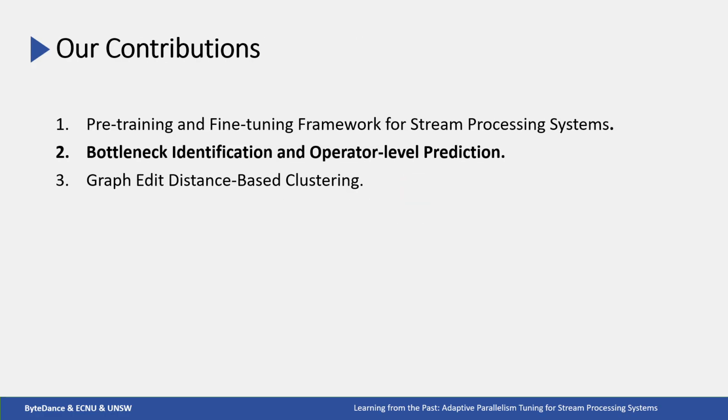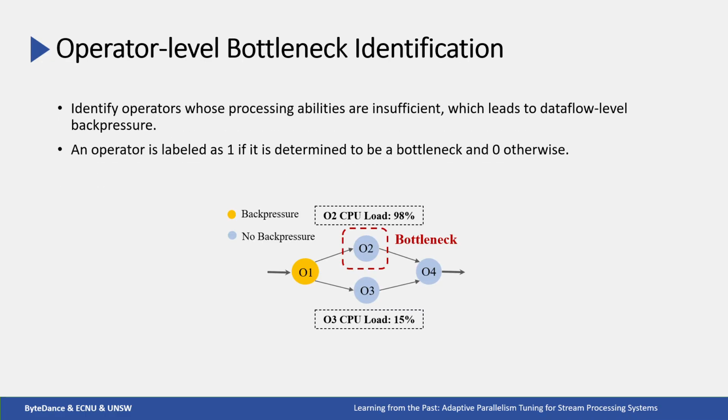As mentioned before, a bottleneck arises when an operator struggles to process incoming data at the required rate, causing delays and triggering backpressure that affects upstream operators and hampers overall system performance. Accurately identifying bottlenecks is vital for effective optimization. StreamTune identifies bottlenecks based on resource utilization metrics and backpressure analysis.